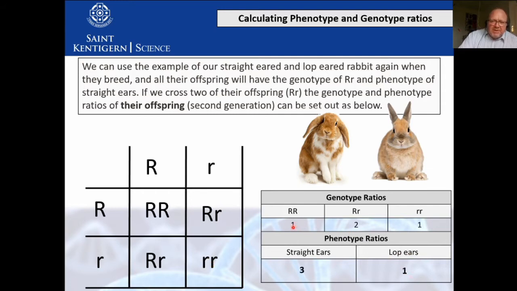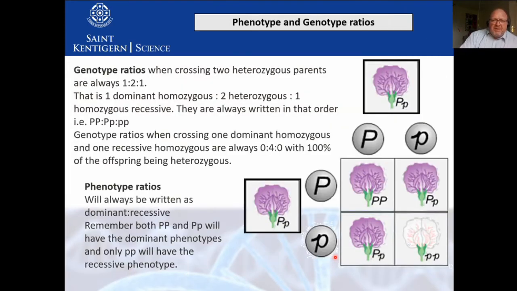Can you see your genotype ratio is 1 homozygous dominant to 2 heterozygotes to 1 homozygous recessive. Whereas over here we have 3 straight-eared rabbits to 1 lop-eared rabbit. And that's your phenotype ratio. The same thing over here, your genotype ratio is going to be 1 homozygous dominant to 2 heterozygotes to 1 homozygous recessive. But your phenotype ratio is going to be 3 purples to 1 white flower. I hope you guys understand that.